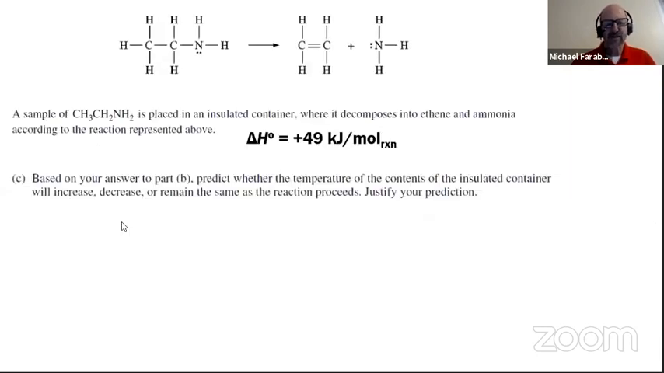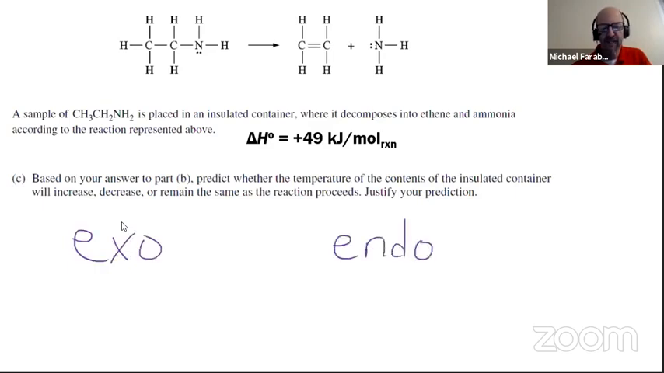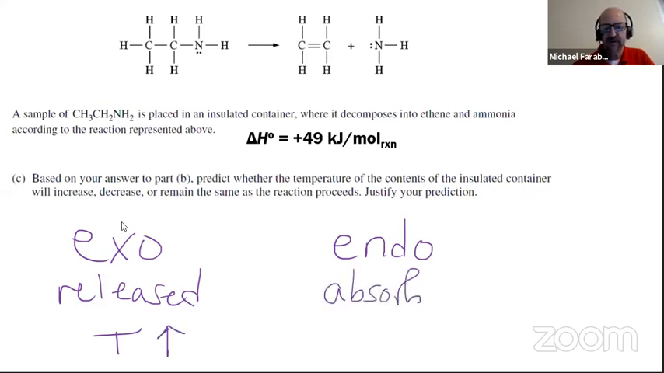All right, based on our answer, which is positive 49 to part B, predict whether the temperature of the contents of the insulated container will increase, decrease, or remain the same. Remember that the thermometer is always part of the surroundings when questions like this are being asked. So if heat is released, if energy is released, then the temperature is going to go up for the surroundings. If energy is absorbed, again, focusing on the thermometer being part of the surroundings, the temperature is going to go down.